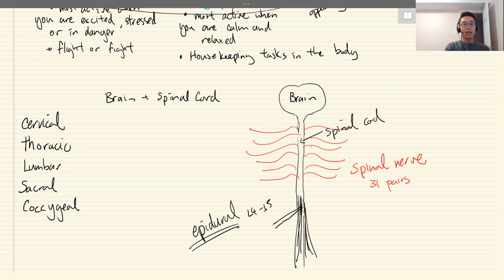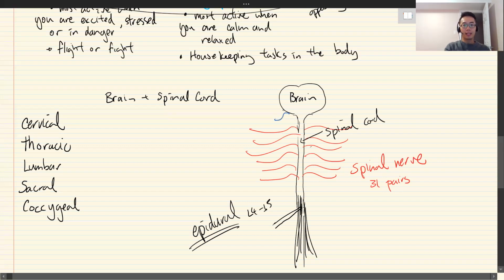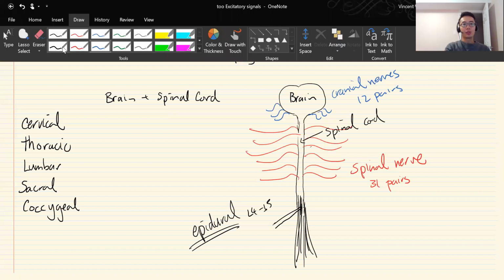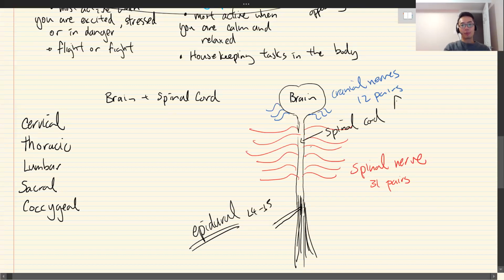And from your brain, coming out directly from the brain, you would have cranial nerves. Okay, and then there will be 12 pairs. So these cranial nerves and these spinal nerves, they are all part of your PNS because they're emerging from the brain and the spinal cord, but they are not part of the brain and the spinal cord. So these are your PNS.